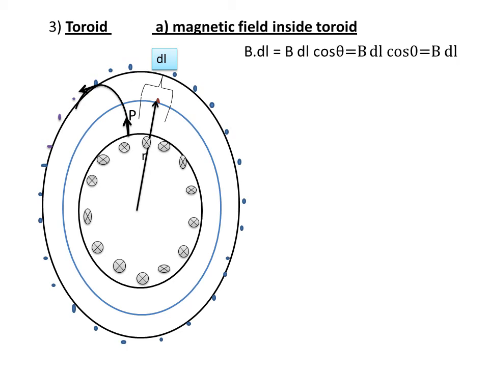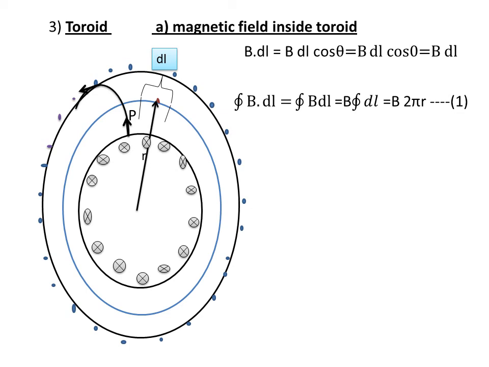So B dot dl equals B dl cos theta, or B dl cos 0. Cos 0 is 1, so B dot dl is equal to B dl. We can find B dl for small elements, each of length dl, throughout the loop, and we get B dot dl equal to B dl in each case. Now we are going to integrate B dot dl over the closed loop. Instead of B dot dl we can write B dl.